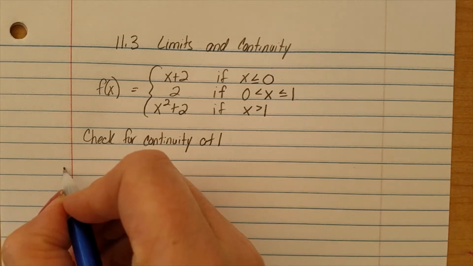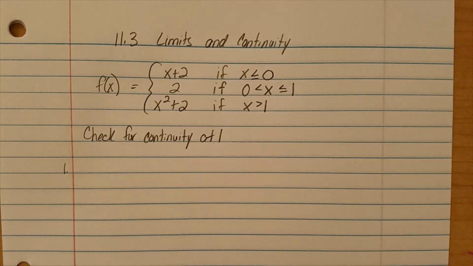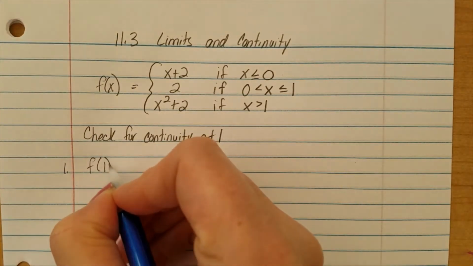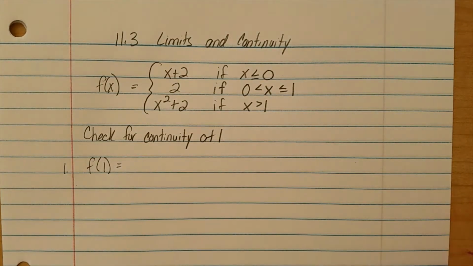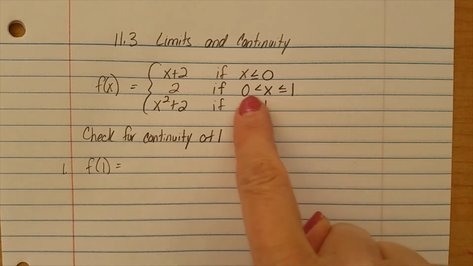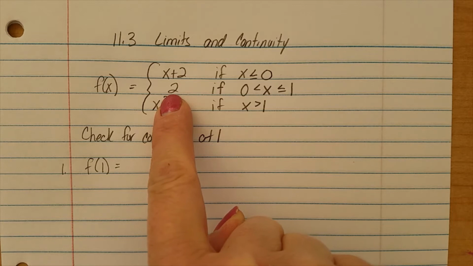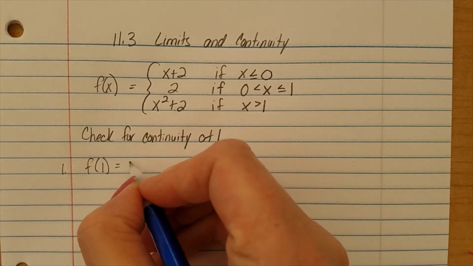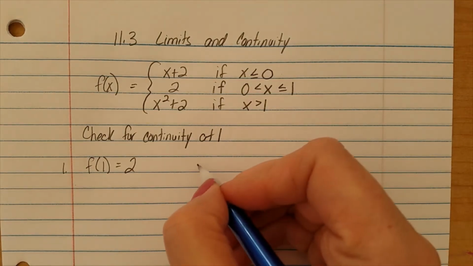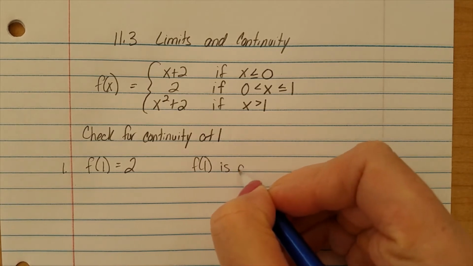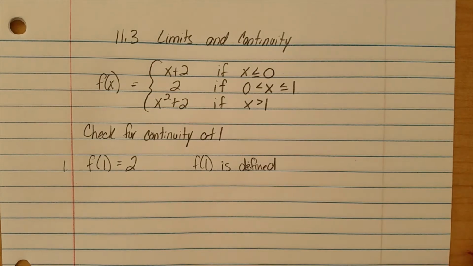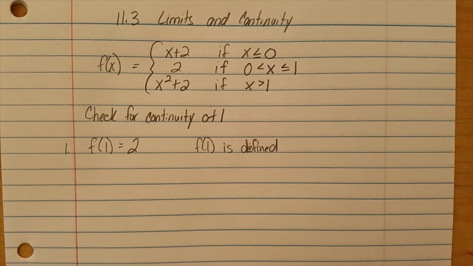The first condition that I have to meet is, is f of a defined? So my a value is 1. So we have f of 1, which means x is 1. Now, if I look at all my intervals, 1 falls right in here. So that means I'm going to use the second line of my piecewise defined function, which is 2. It is a constant. And because 2 is defined, we can say f of 1 is defined, which means my first condition for continuity has been met. Let's look at the second condition.